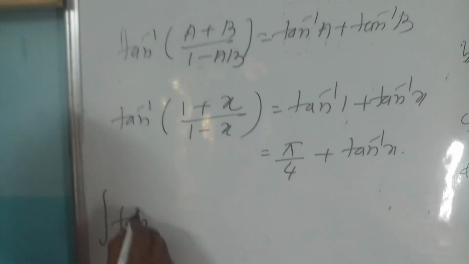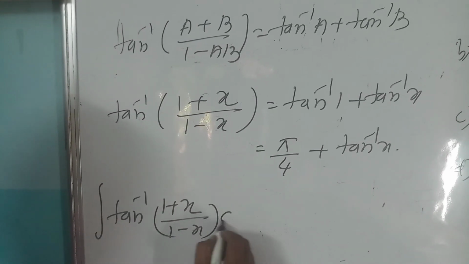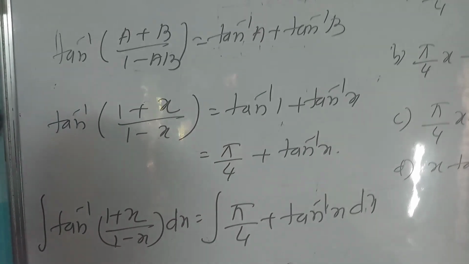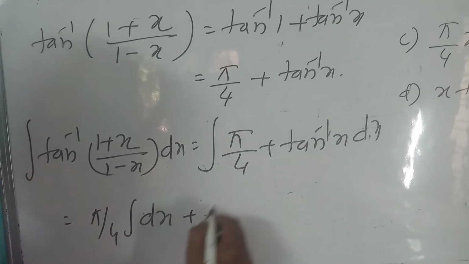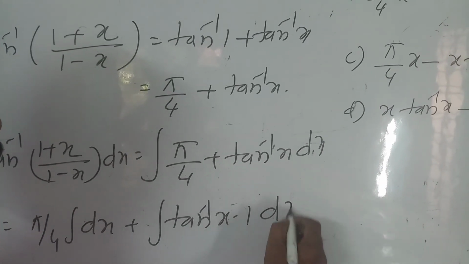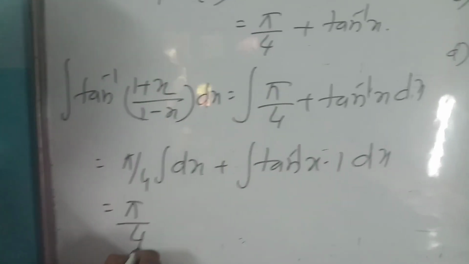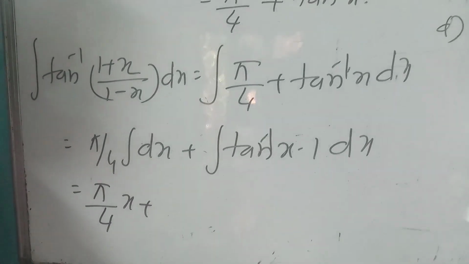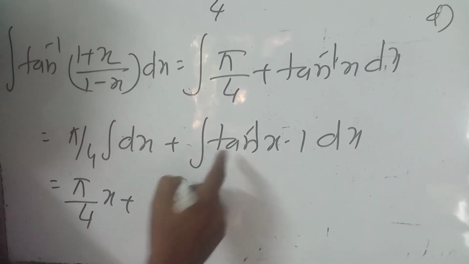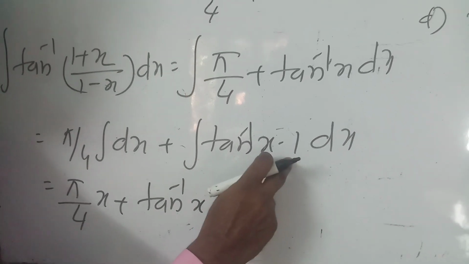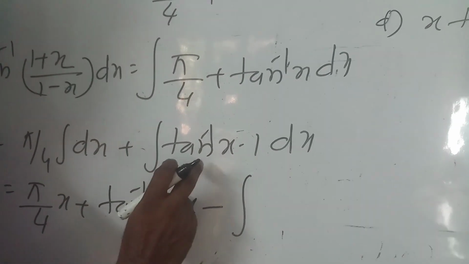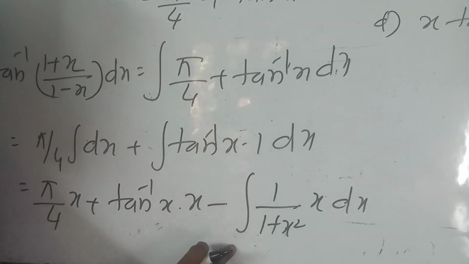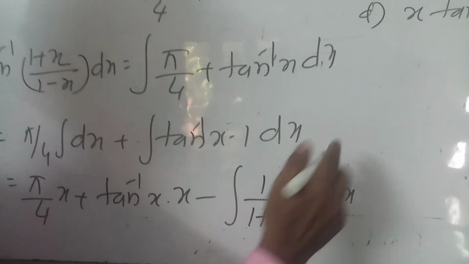Substitute this. The integral of tan inverse of (1 plus x) by (1 minus x) dx is equal to the integral of pi by 4 plus tan inverse x into dx. Separate the terms: pi by 4 into integral dx plus integral of tan inverse x into 1 dx. Here the integral of dx is equal to x, so pi by 4 x plus. Here we have to apply integration by parts: first term into integral of second, minus integral of derivative of first into integral of second. First function tan inverse x into integral of second, x, minus integral of derivative of first, 1 by 1 plus x square, into x dx.